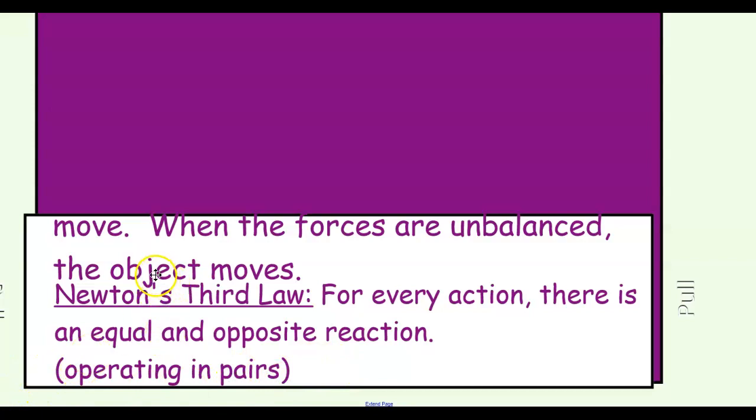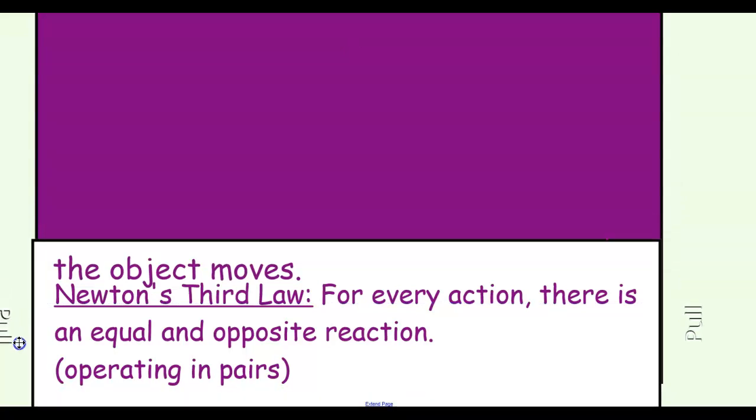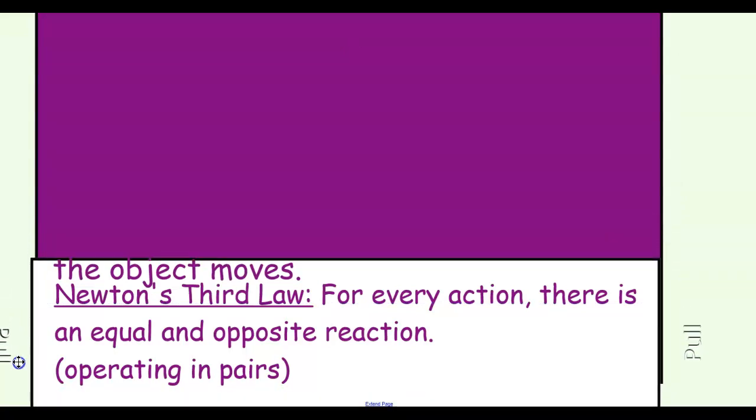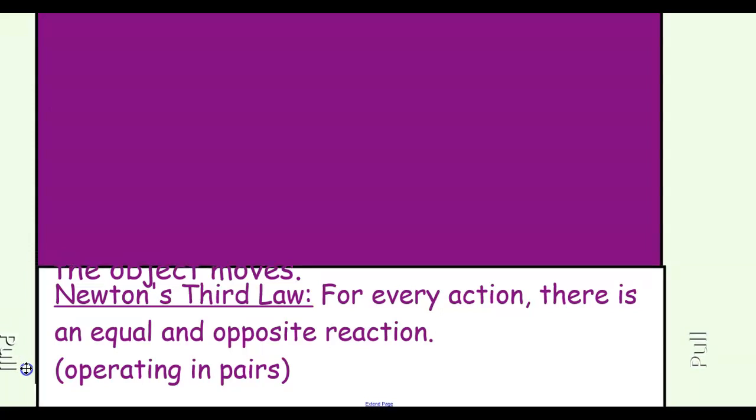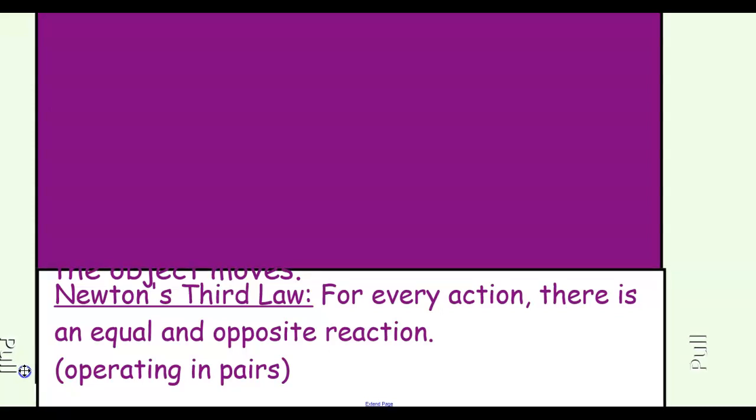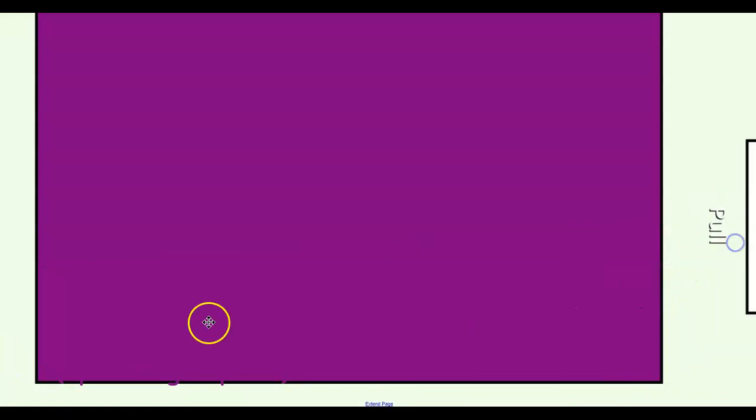So there you go. Newton's third law: for every action, there is an equal and opposite reaction. And it always operates in pairs. All right, remember to pause as you need.